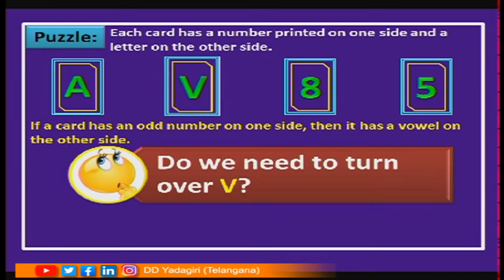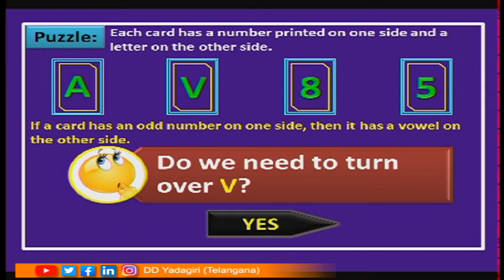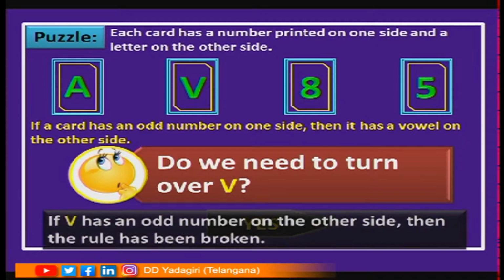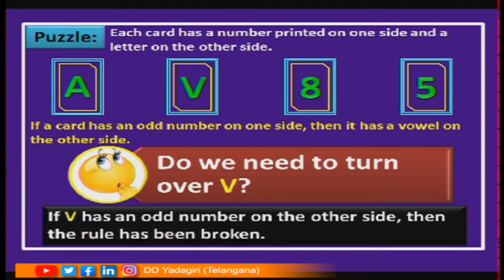Let us see. Yes, in this case we need to turn this V. Now, let us see why we need to turn this V, because V is actually a consonant, right, children. If there is an odd number on the other side, the rule will be broken, because whenever there is an odd number on the other side, definitely there should be a vowel, but here V is a consonant. So, we need to turn this card V.